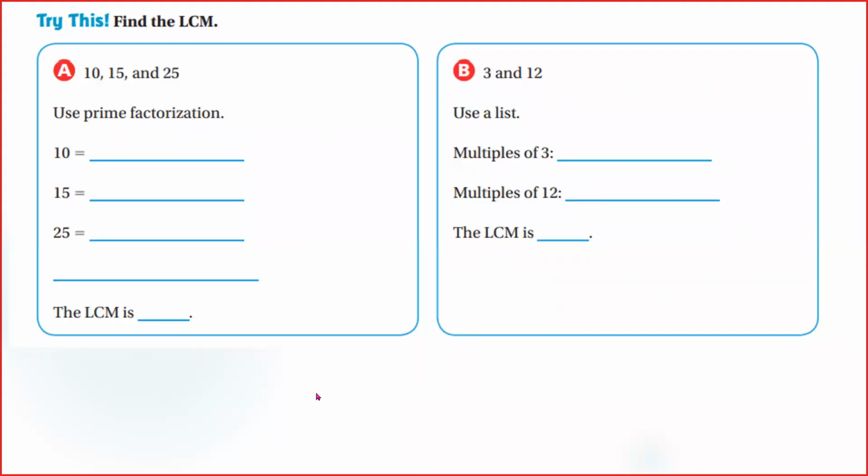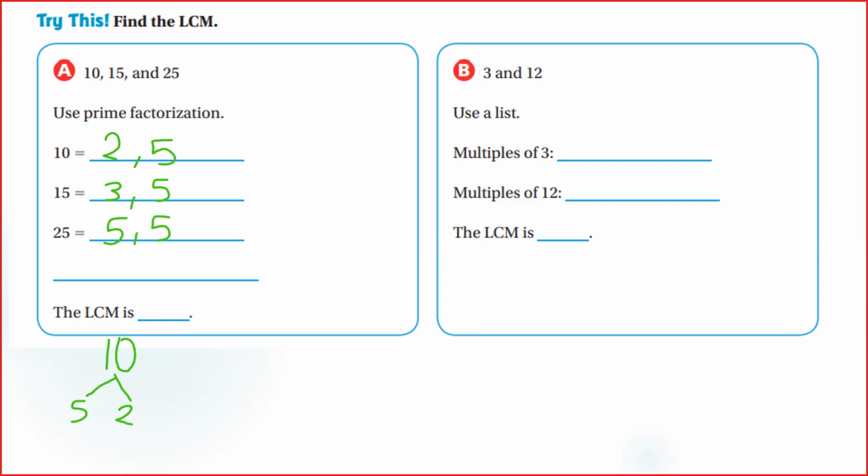We have 10. So now I want to write the factors of 10. Let's write it here. What are the factors of 10? 5 and 2. Bravo. Let's write them from least to greatest. So it's going to be 2 and 5. The second one now, 15. What do you have? 3 and 5. Bravo. 25. 5 and 5. Bravo.